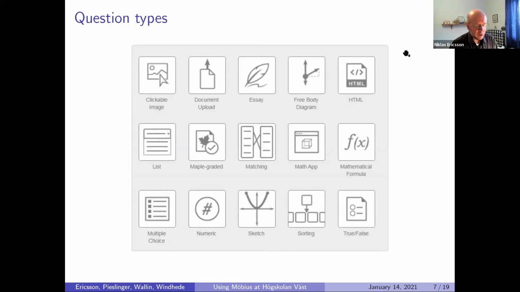And finally, I would just like to show some different question types that you can use with Möbius. And of course, you have the standard question types that you would expect, multiple choice and so on. I would just like to mention a few that we have worked with a lot. I can start with this one. I hope that you can see my cursor here. The numeric type. It is a simple type where the answer is just a numeric.